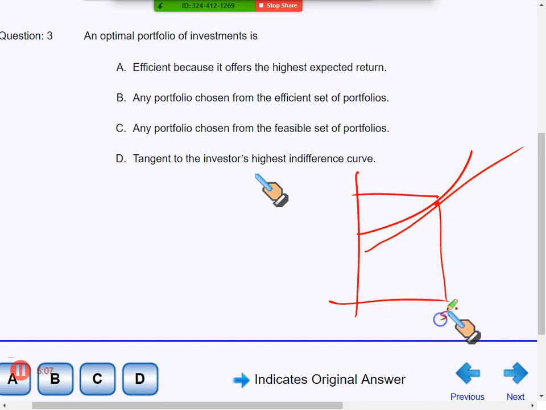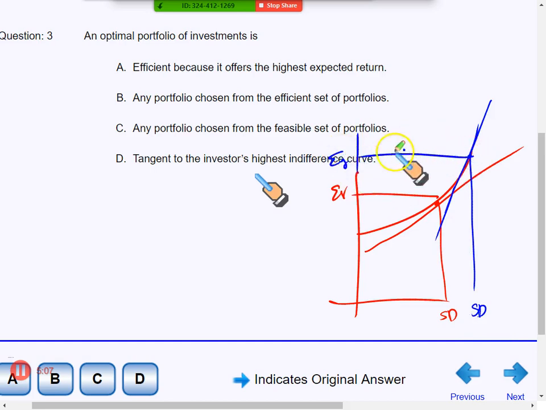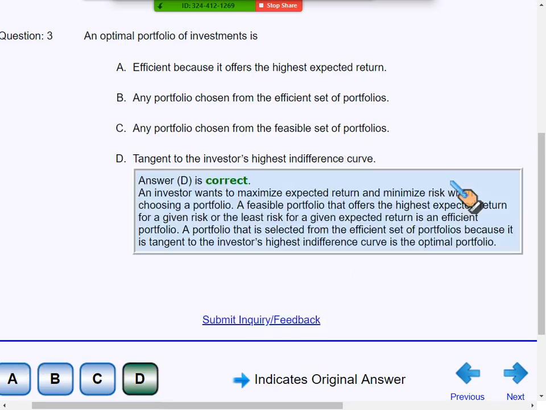This is the given risk and this is the expected return at that point. And extending this idea further, this is a tangent as well. It is tangent at this point, and at this point the standard deviation is comparatively higher and the return is even higher. So every portfolio collection within the highest indifference curve represents an optimal portfolio. So D is the right answer.